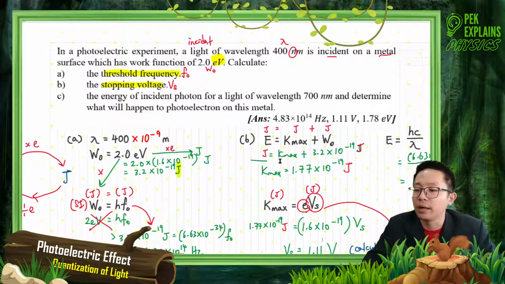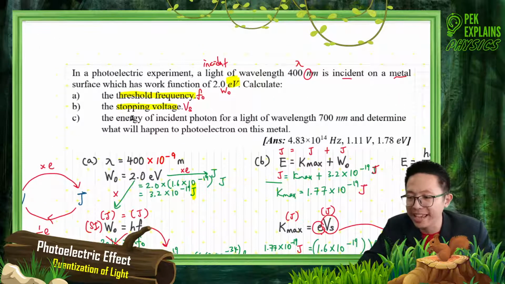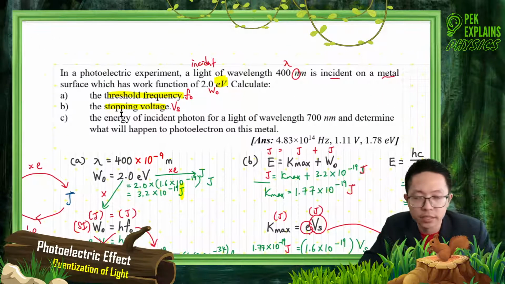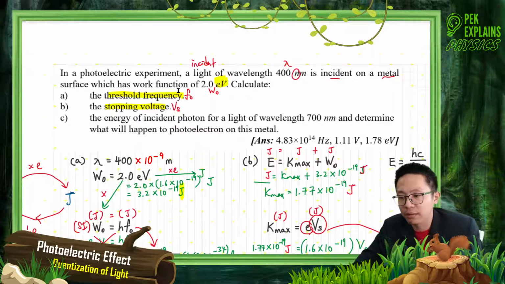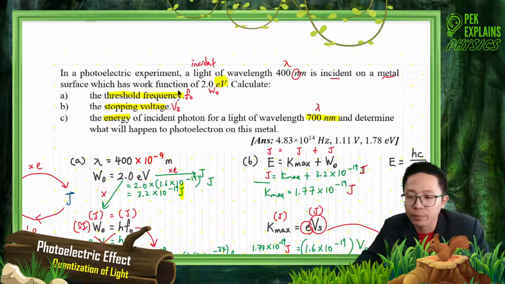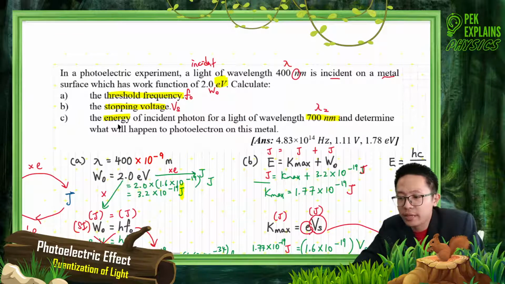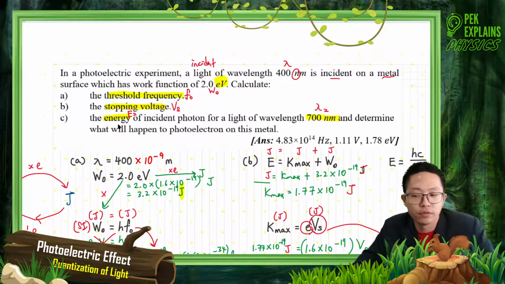Now, let's look at the last question. What is the energy of the incident photon for a light of wavelength 700 nanometer, and determine what will happen to the photoelectron on this metal. You want us to calculate the energy for another wavelength, which we put as lambda 2. This is energy 2, another photon.